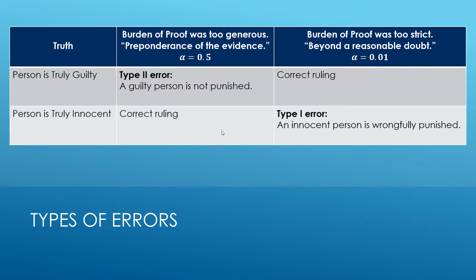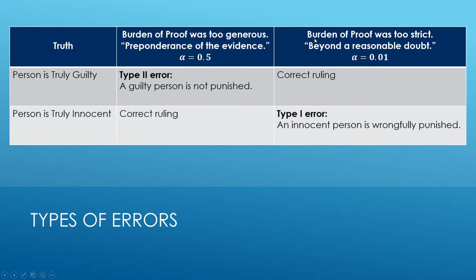Let's return to our trial by jury example here. Let's suppose the person is truly guilty, that they did it. They deserve to be punished by whatever rule. Well, let's say that our significance level is either too high or it's too low. You can never have a perfect significance level. That never happens. But let's say we have a burden of proof that was too generous, too lax. For instance, alpha 0.5, we allow 50% to go through. Then we run the risk of having a guilty person not be punished.